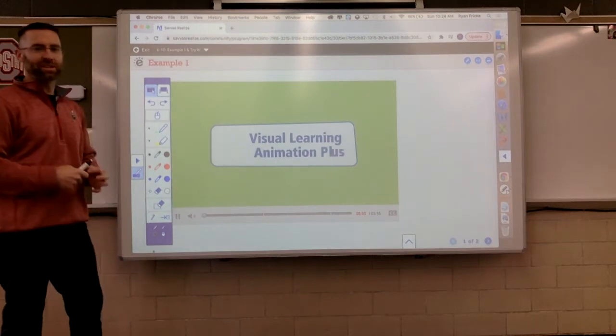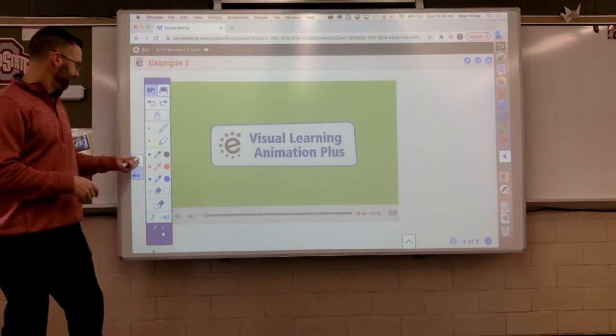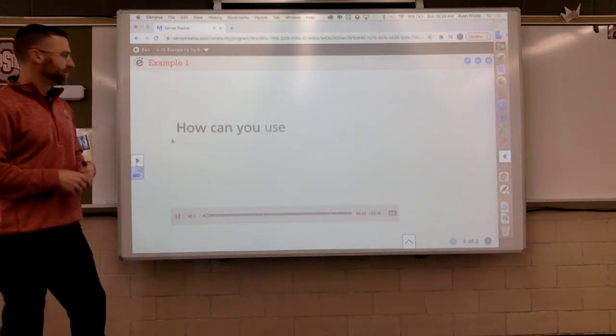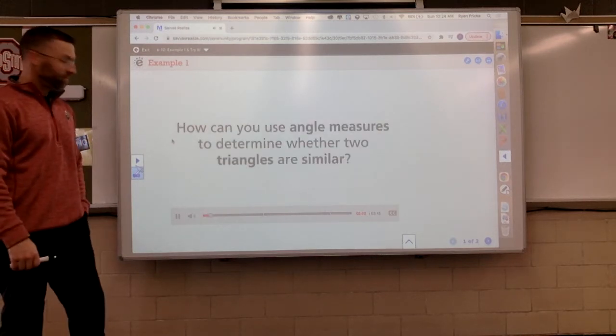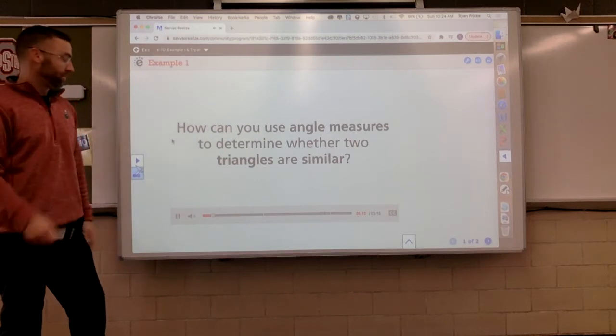Example 1, page 360. How can you use angle measures to determine whether two triangles are similar? Think about this question during the lesson.